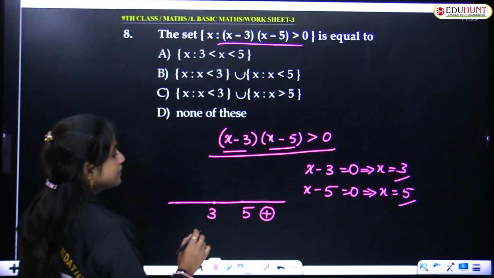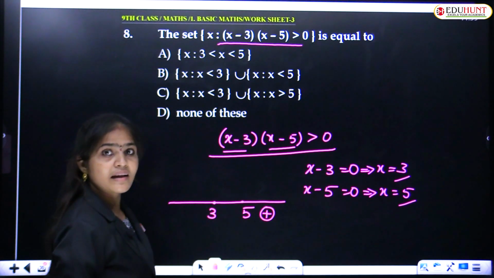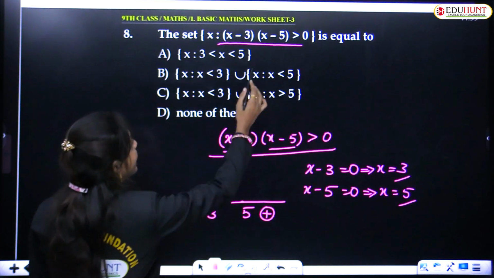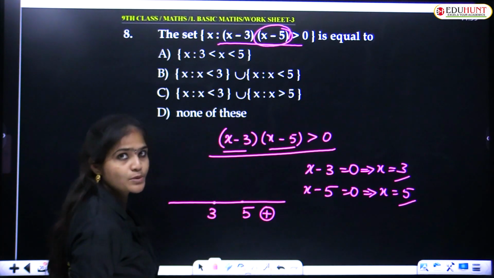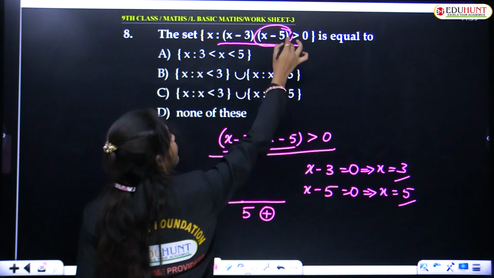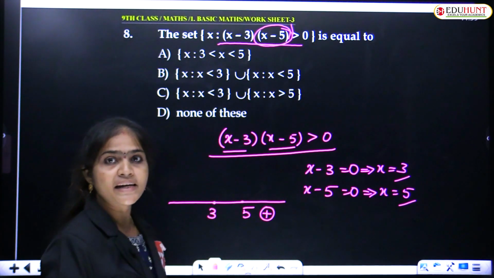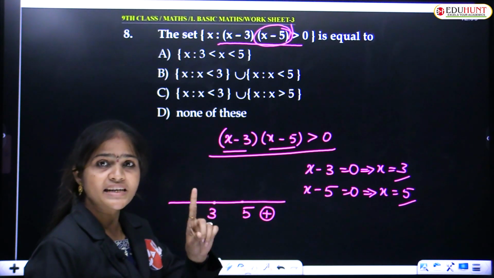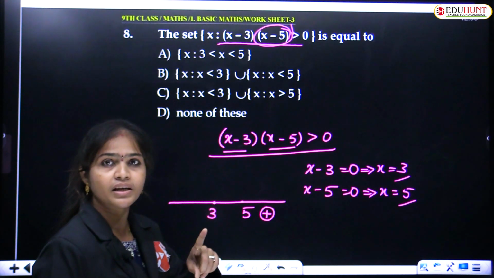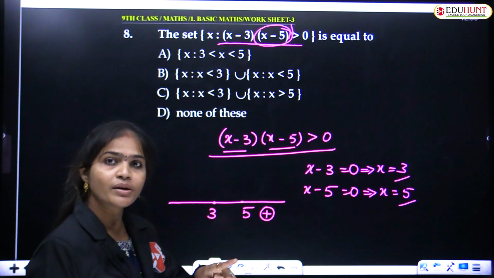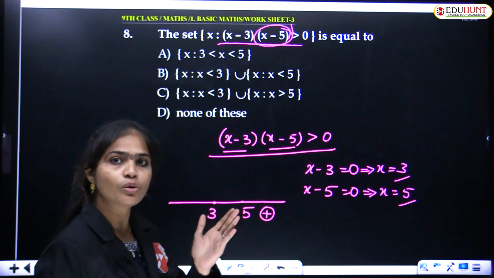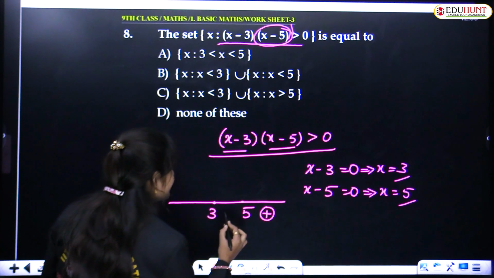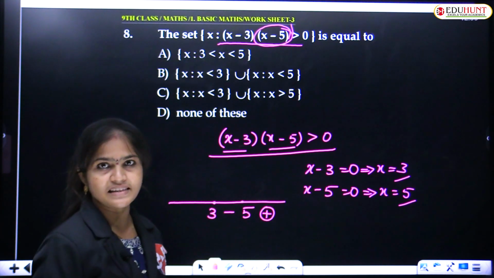And here we need to check whether to change the sign or not. That depends on the powers only, no? So to cross 5, we have to check x minus 5. The power of x minus 5 is 1, only one time. So is power 1 an odd power or an even power? Odd power only. Odd power means we have to change the sign. Yes, we have to change the sign. So plus is there, so that's why it is minus.